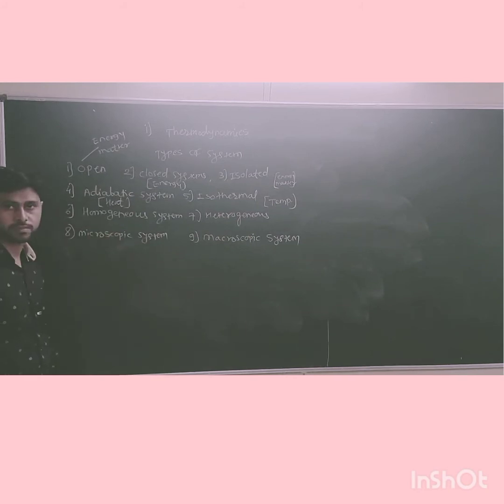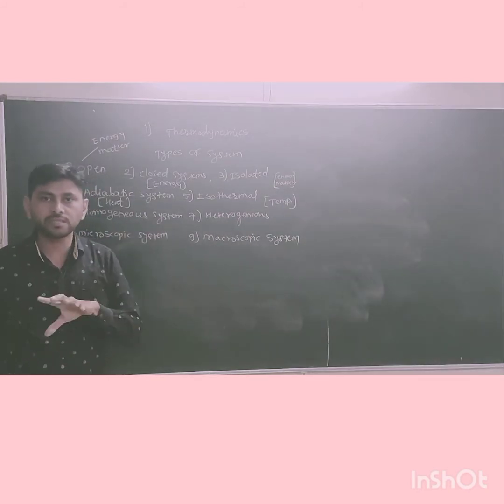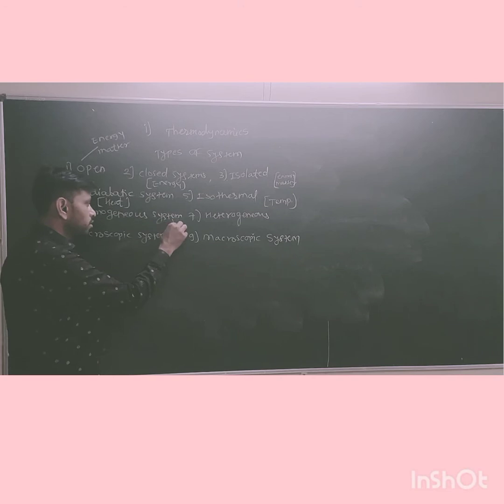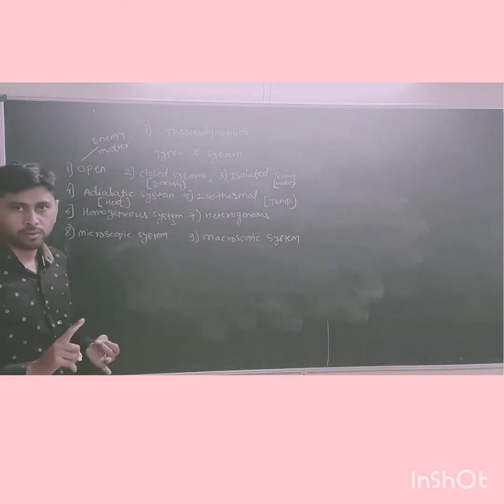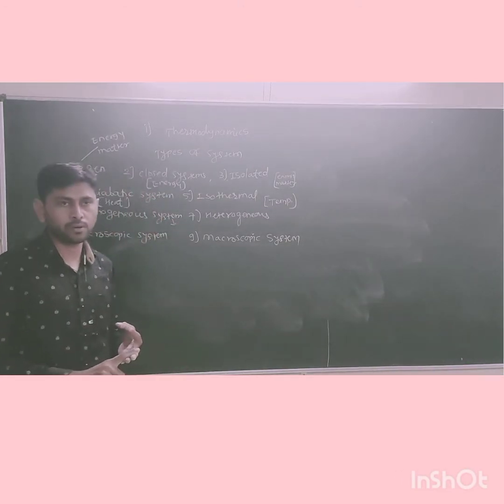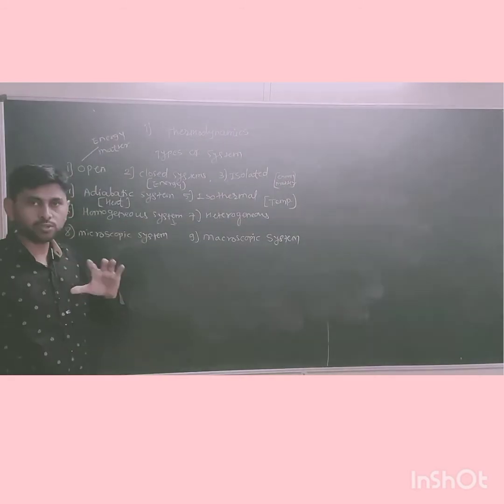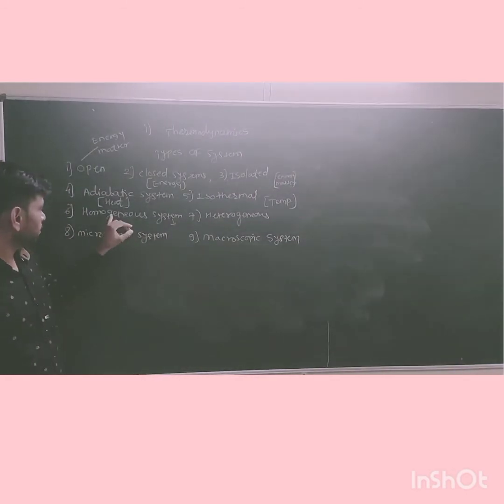Next is a homogeneous system. A homogeneous system is a system which is present in only one phase. A single phase is there, so it's a homogeneous system, such as pure water, pure alcohol, any solid system. So a homogeneous system does not contain other phases. Only a single phase is there, that is a homogeneous system.